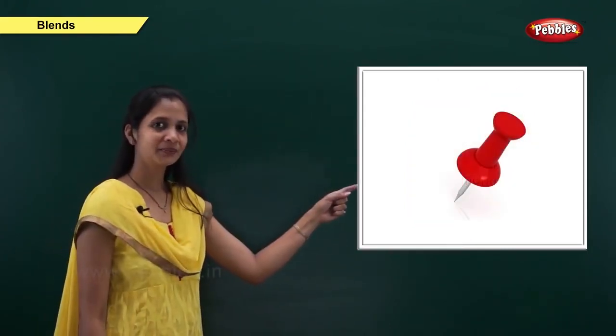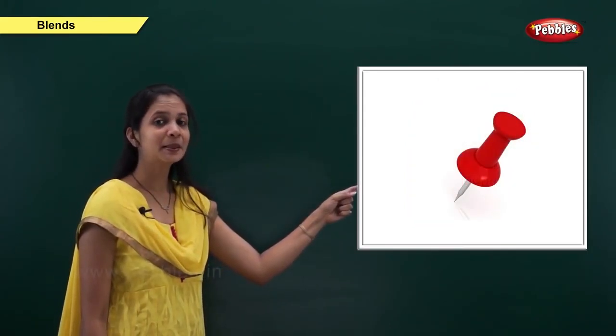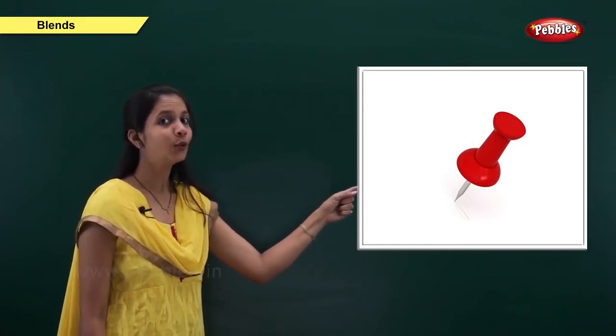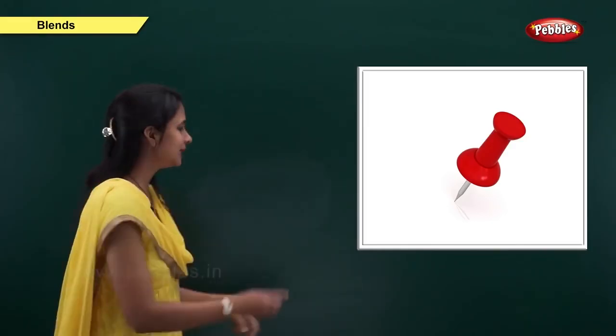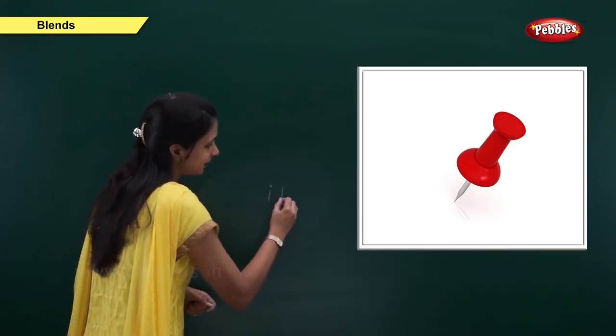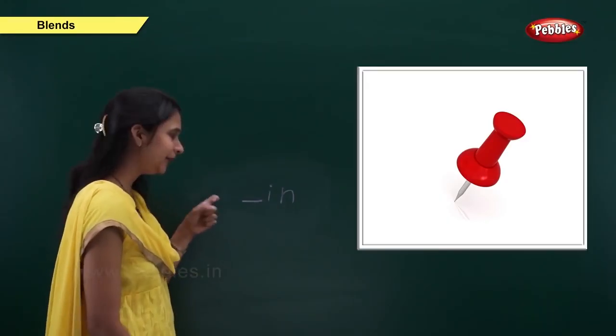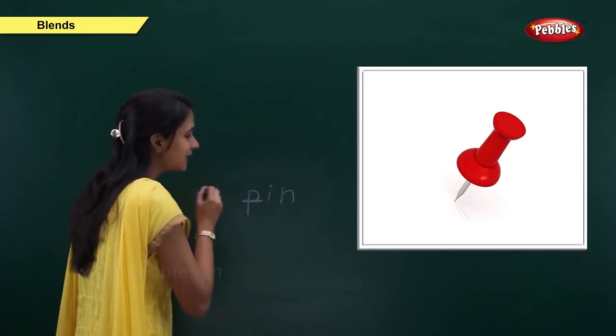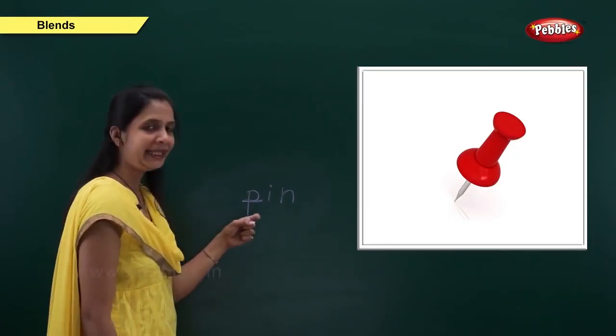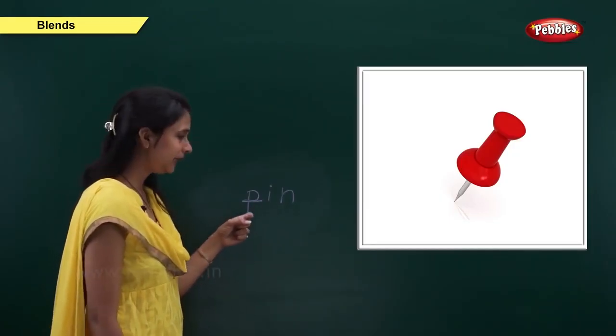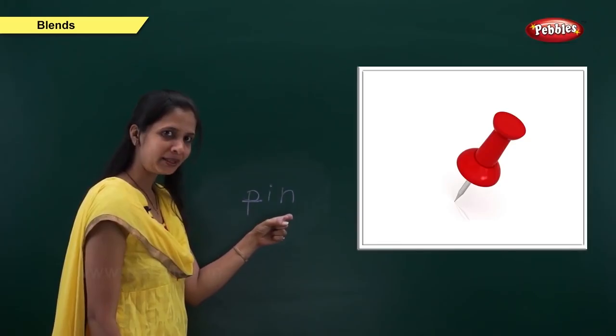Now next one. What is it? Yes, it is pin. So what is the first sound of it? P. Yes. Which letter? Here, P. Yes, P says P. P-I-N. Pin. Okay.